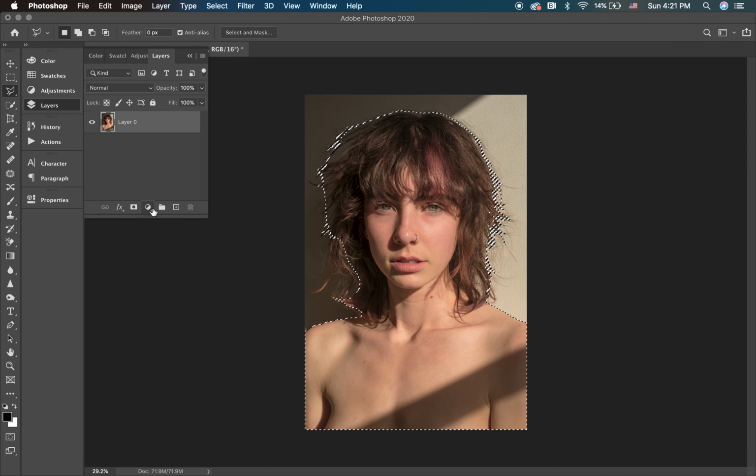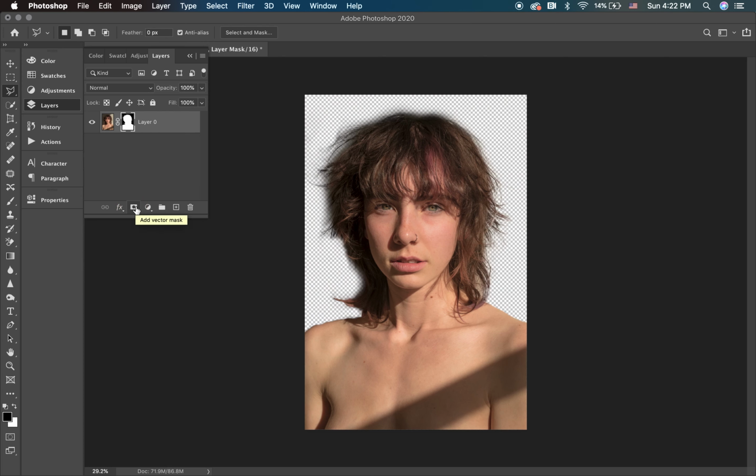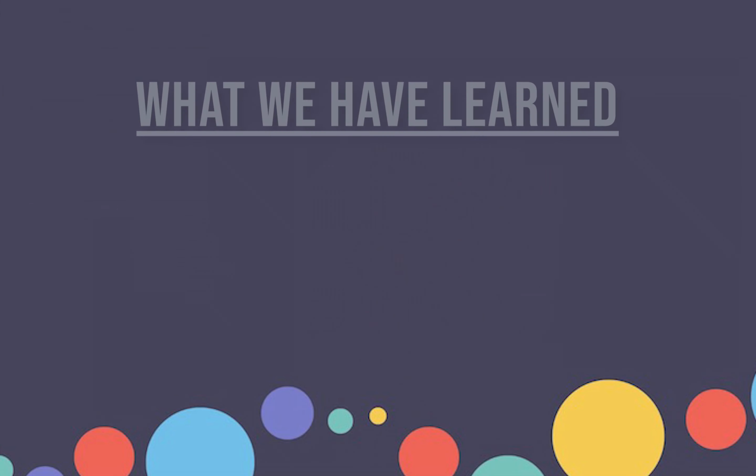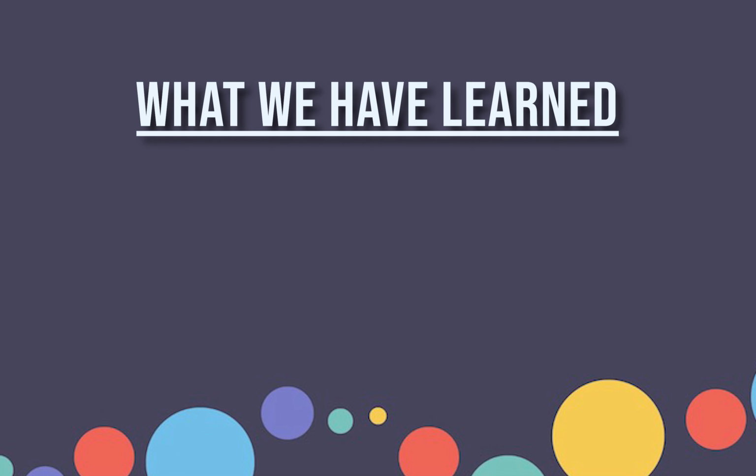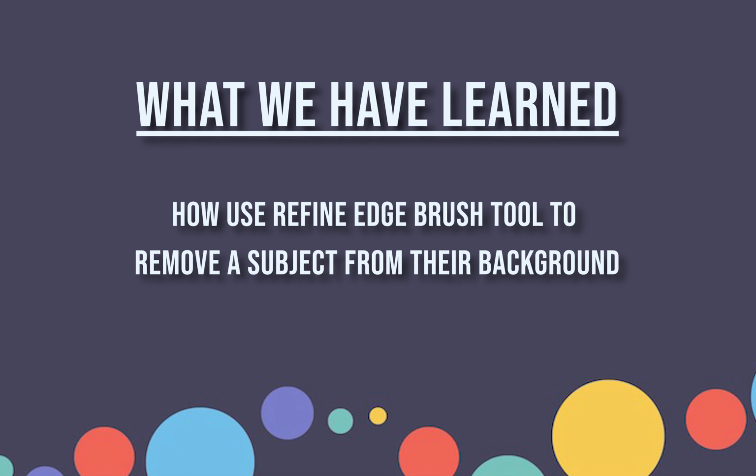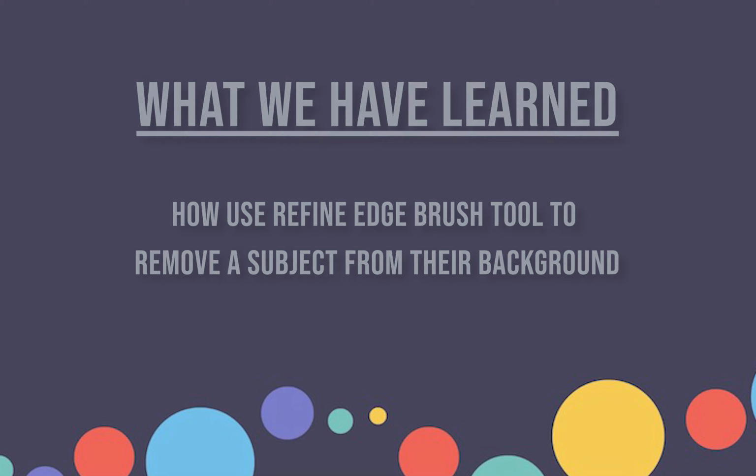In the Layer panel, click on Create a Layer Mask. This will delete everything that was not in your selection. In this case, it deleted the background. Today you learned how to use the Refine Edge Brush tool to remove a subject from their background.